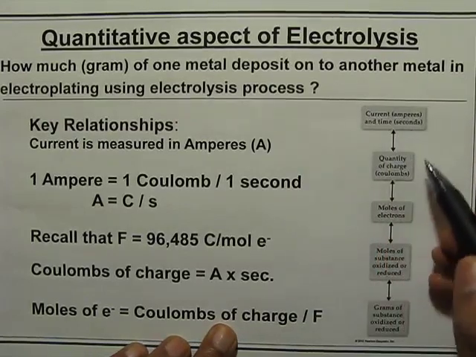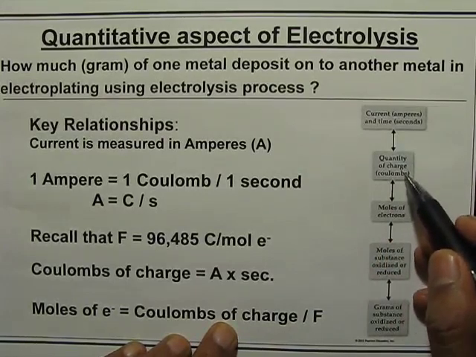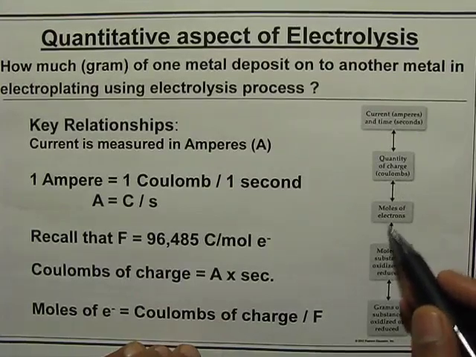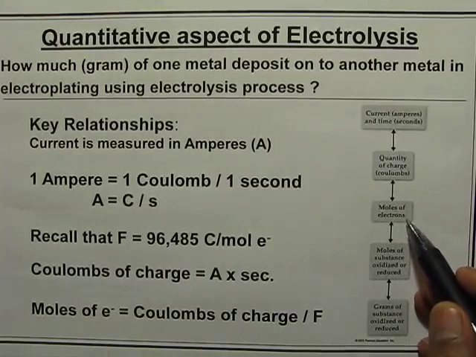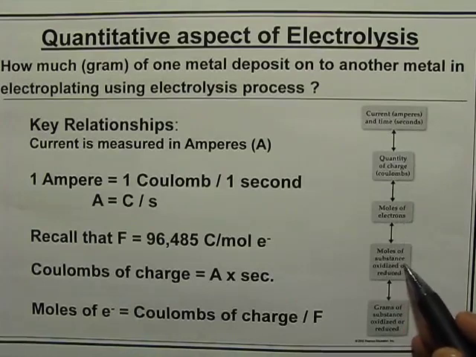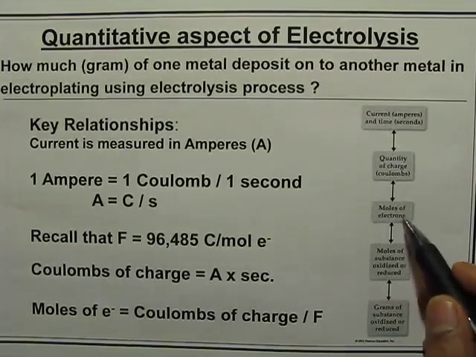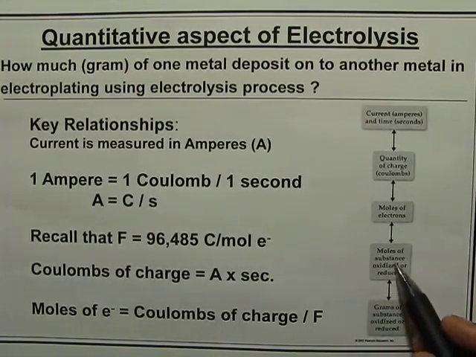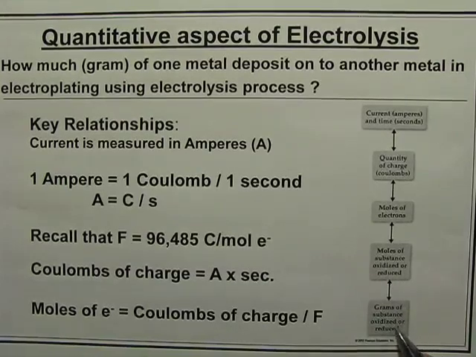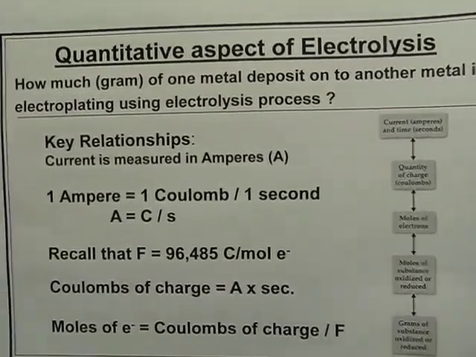So to solve an electroplating problem, we take the current in ampere and the time in seconds, convert this into charge in coulombs, and then convert this charge into moles of electrons, how many moles of electron we are pumping in the electrolysis process. Then we can find out how many moles of substance oxidize or reduce with this many moles of electrons, and from that we get the quantity of substance that oxidizes or reduces. Let's see an example so we can understand this process better.